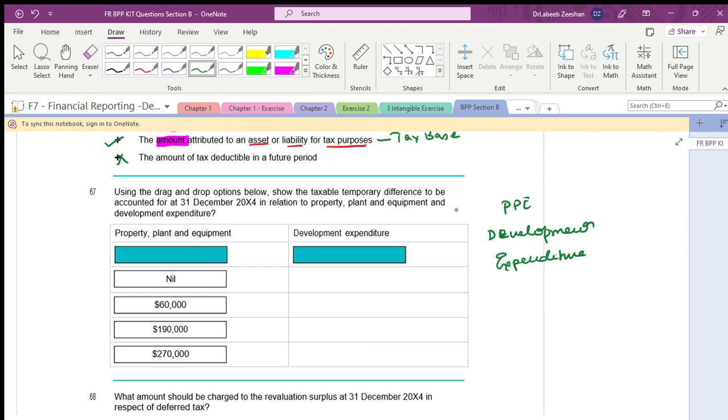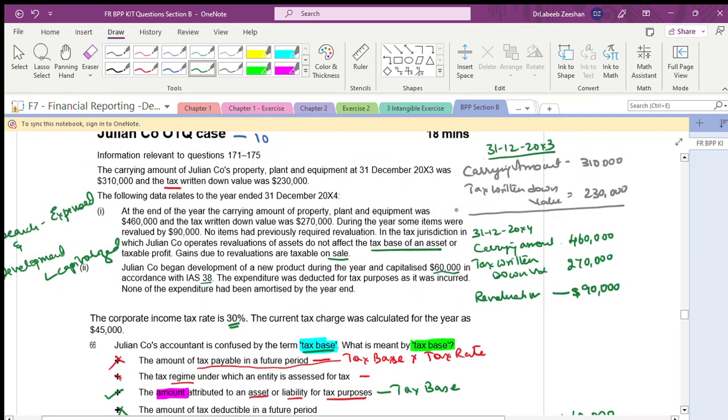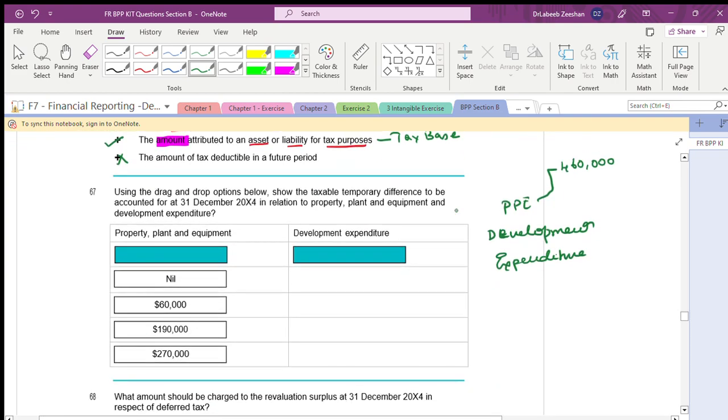Fine. Now, what is the property and plant and equipment? How much is the property, plant and equipment? 460. Let's go back. How much is the 460? And how much is the written down value? 270. We will write here: property, and 460 is the carrying amount, and the written down value is 270. If we take the difference here, is it right?